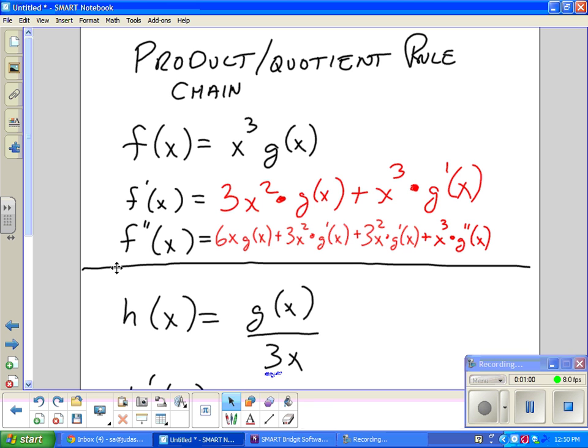So, using the product rule, derivative of x cubed is 3x squared, and we just have g of x. Then we have plus the derivative of g of x is g prime, and then just x cubed. That is the product rule.